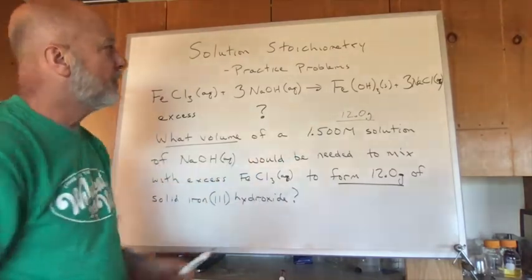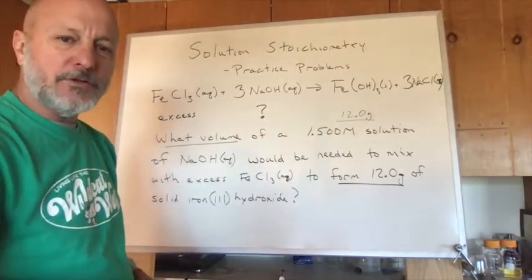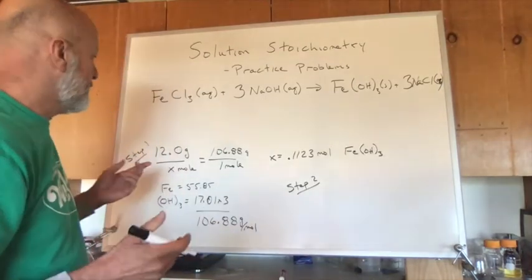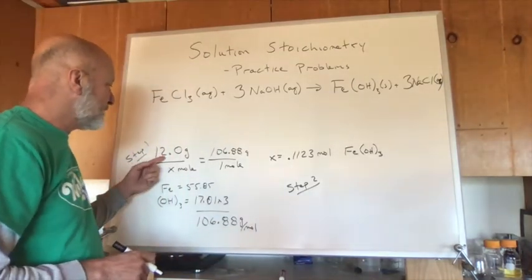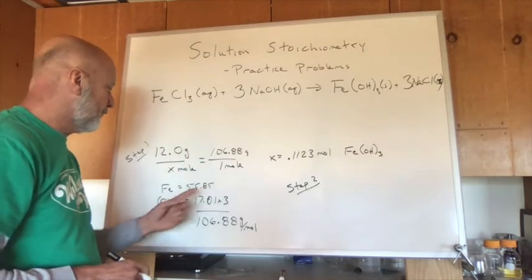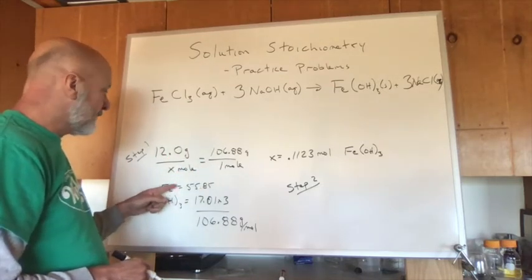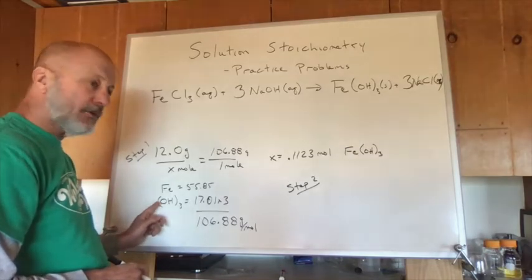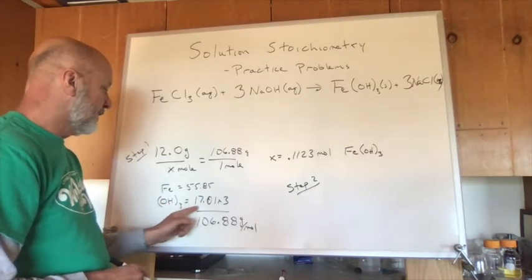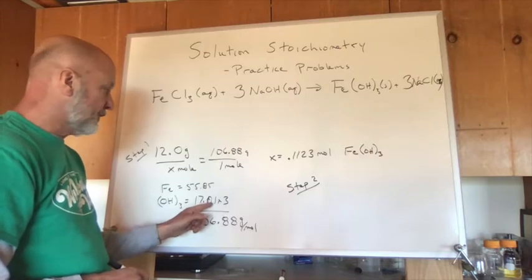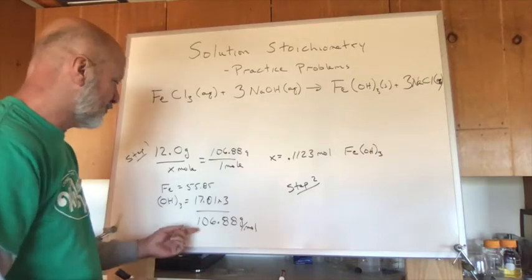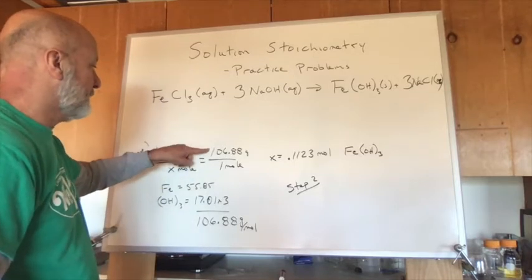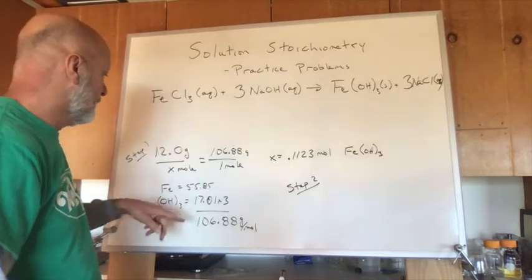How many moles is 12 grams of iron 3 hydroxide? Okay, so the objective, step one, let's take that 12 grams, turn it into moles. It's iron 3 hydroxide, right? One iron, 3 hydroxides, an O and an H. O is 16, H is 1.01. So each hydroxide is 17.01 times 3. Did a little shortcut on that. So 1 mole of iron 3 hydroxide has a mass of 106.88.